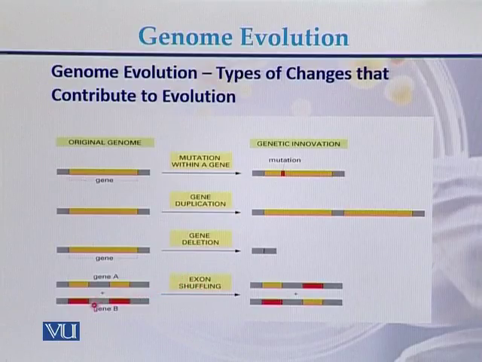Exon shuffling means there are two exons or two genes, and the genes shuffle on different sister chromatids or between homologous chromosomes. This phenomenon is called exon shuffling. So there are 4 different types that work as a fuel for genome evolution. Genome evolution can be due to mutation, gene duplication, gene deletion, and exon shuffling or genome shuffling.